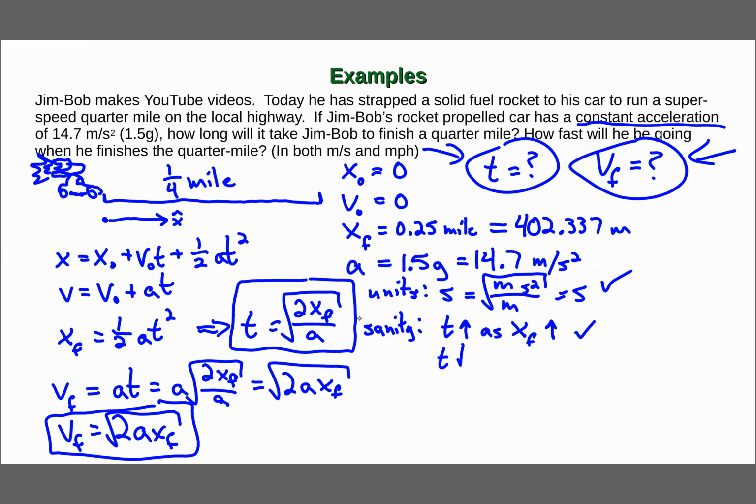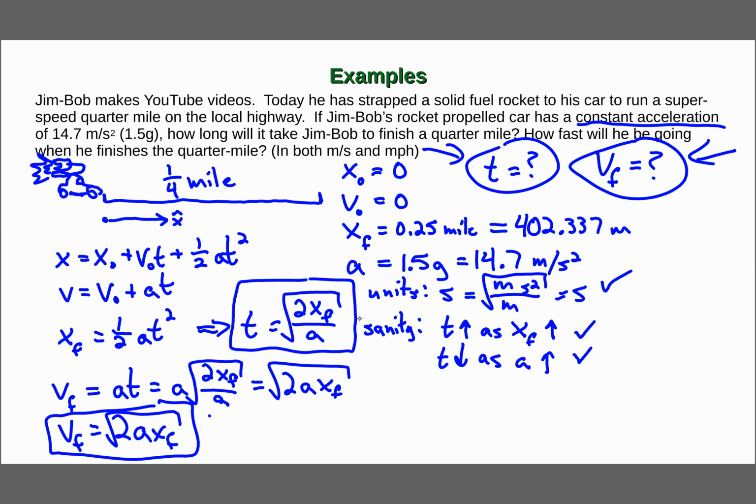And we have t goes down as a goes up. So that tells us if he had a bigger acceleration, but was still only going a quarter mile, the time that it would take him would go down. Well, that makes sense too, right? With a bigger acceleration, he'll be moving faster at each point along the quarter mile, and it'll take him less time. So that makes sense.